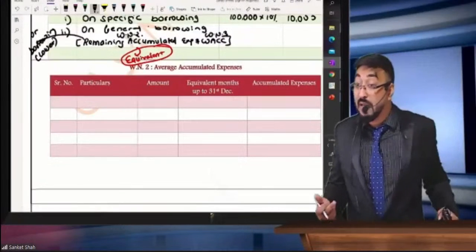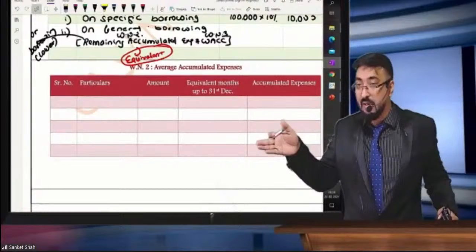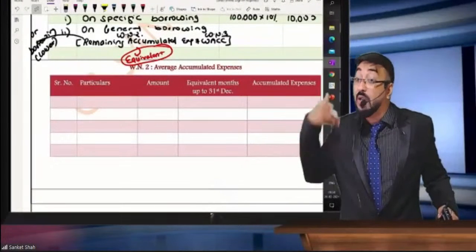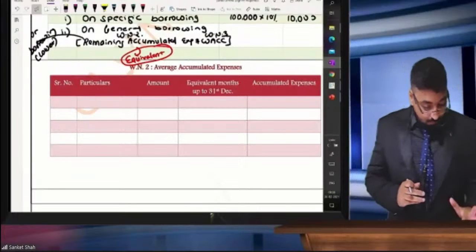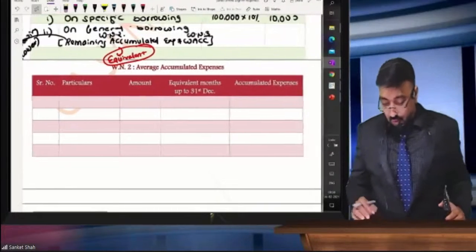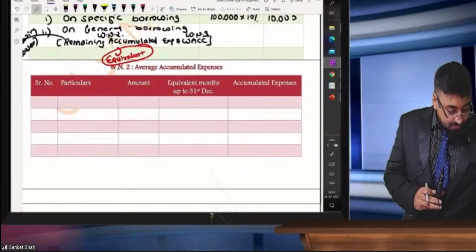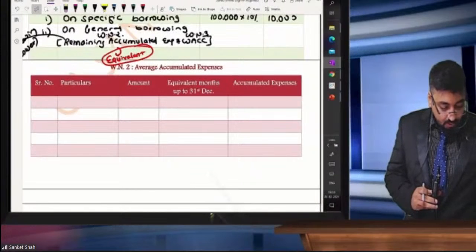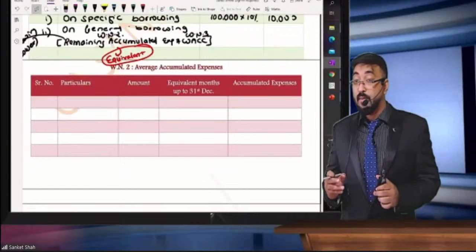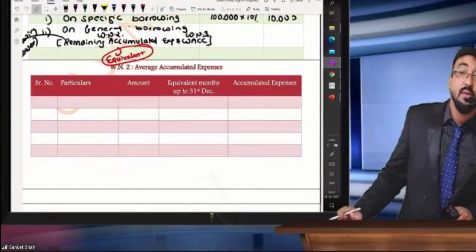Students are finding this problem very easy by looking at the answer, but they never think that borrowing is on the first day. In the exam you may get a question where borrowings are on different dates. In that case, my method is useful. I hope you understood this. Now prepare the column average accumulated expenses. Write it down properly. So those students who are finding it very easy, now they understood. It is not easy at all, because you have never thought about borrowings. Correct? Have you thought about it? No.